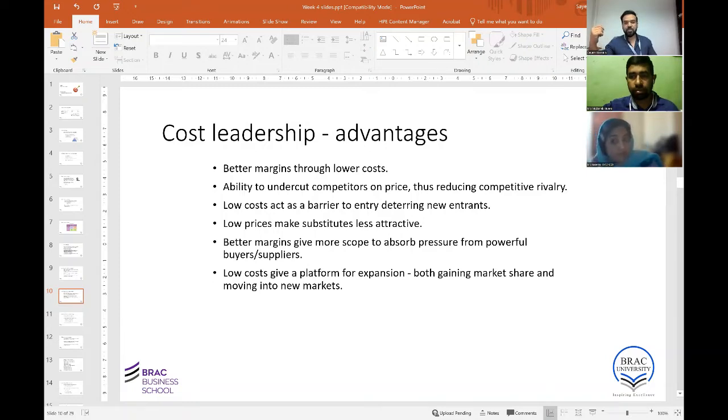Low prices make substitutes less attractive. Better margins give more scope to absorb pressure from powerful buyers and suppliers, and low costs give a platform for expansion, both gaining market share and moving into new markets, because it's easy. When you've got the lowest possible cost, it's easy to gain market share. And that's the benefit we see, that lots of Chinese smartphone manufacturing brands have very quickly got into the smartphone industry, and they got a large market share within a very short period of time.